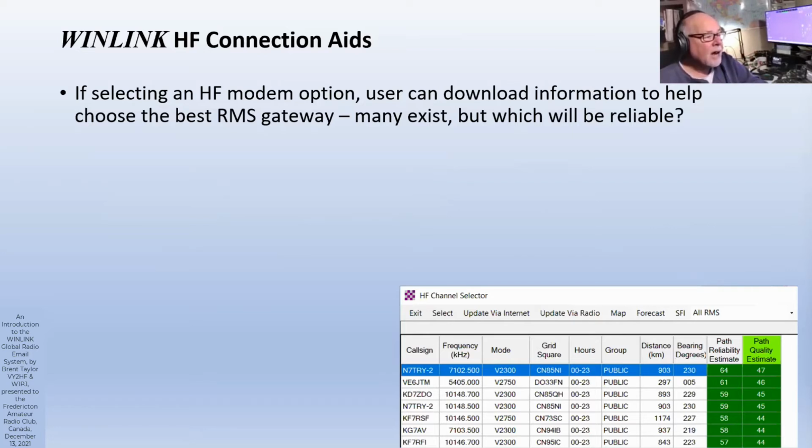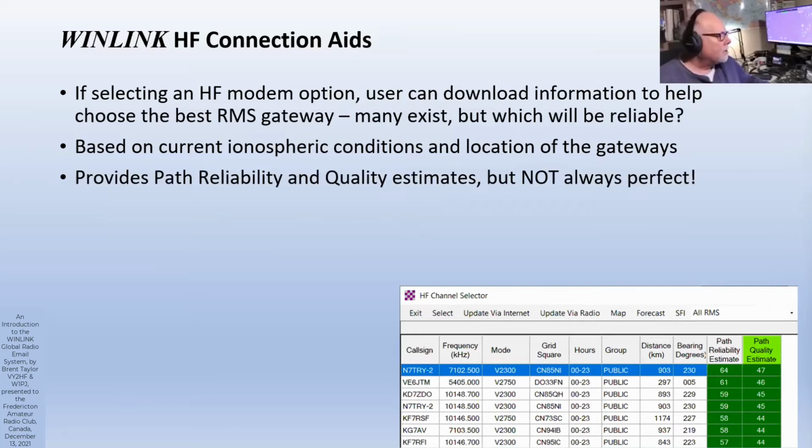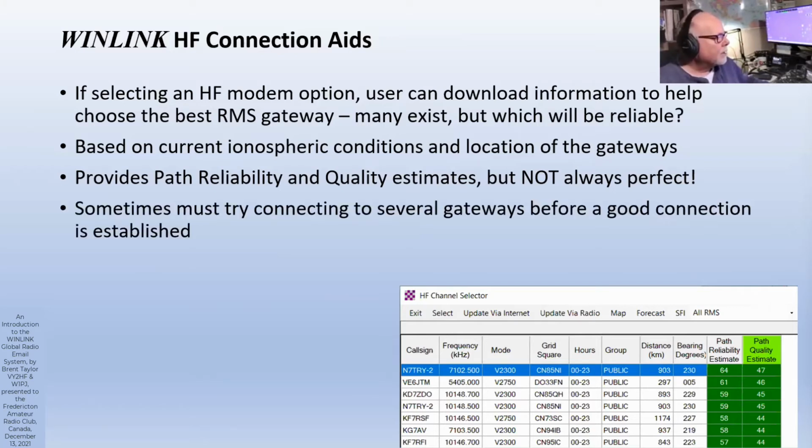And what WinLink does, it will do an assessment of the possible paths that you might have and the grid square that those other stations are in. When you registered your WinLink program in the first place, you input in your own grid square, so it knows where you are, and now it's figuring out the best propagation path to those other stations.